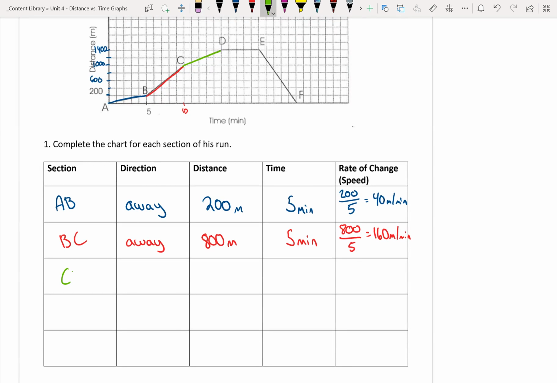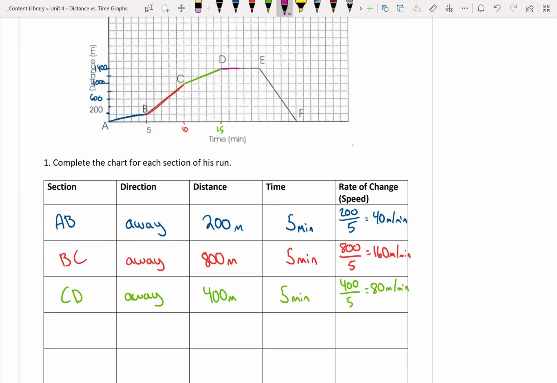For the next section, CD, again the line is going up, so he's moving away, or his direction is away. For the distance, we're starting at 1,000 and ending at 1,400, so it's a distance of 400 meters. For time, we're starting at 10 minutes and finishing at 15, so it's a time of 5 minutes again. To find the speed, 400 divided by 5 equals 80 meters per minute. So that is his speed for that section.